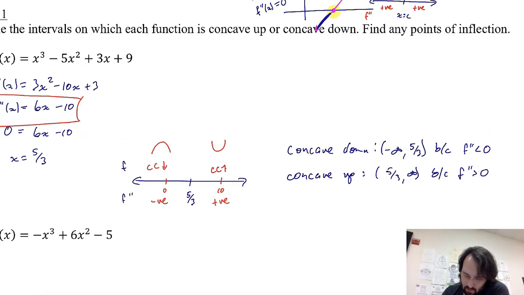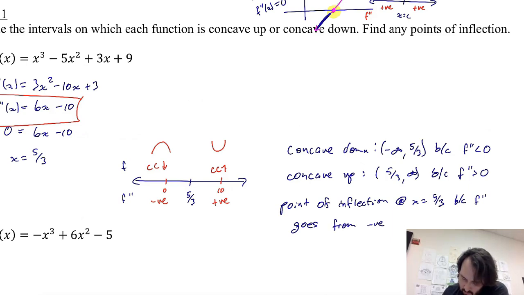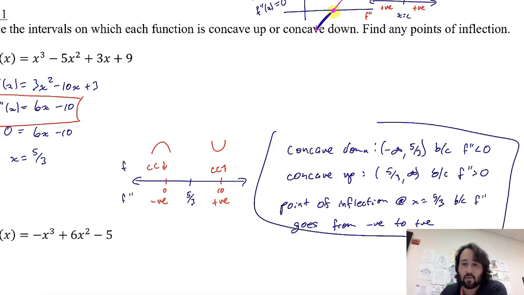Point of inflection at x equals 5/3, because f double prime goes from negative to positive. All right, this would be how you would answer this question.